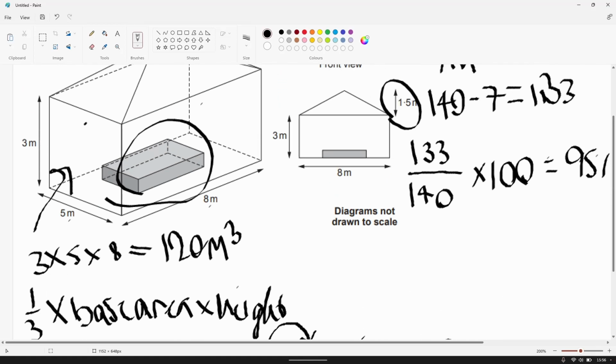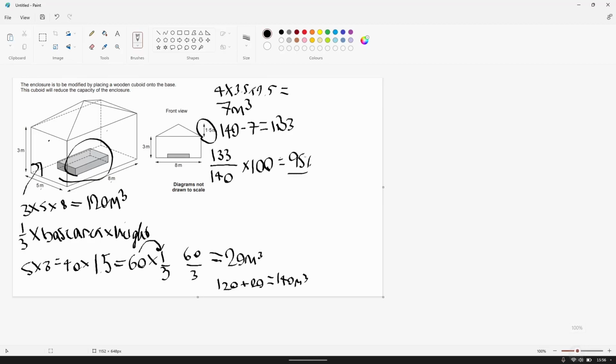Yeah, 95%, and that's your answer. So that's actually not too bad of a 6-marker when you break it down. It just looks a lot worse than it is.